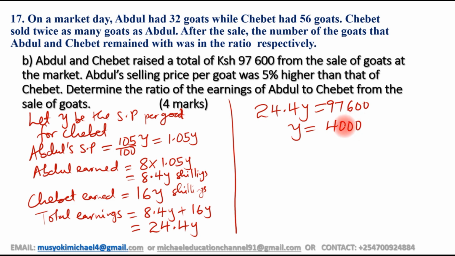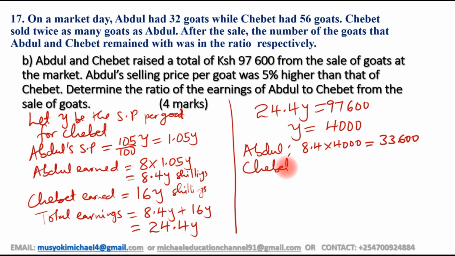So since we needed to determine the ratio, we need to get the total earning for Abdul and also the total earning for Jabed. So Abdul actually got 8.4y, and y is 4,000, so this is 33,600 shillings. And for Jabed, he sold and earned 16y, so that is 16 times 4,000, which is 64,000.